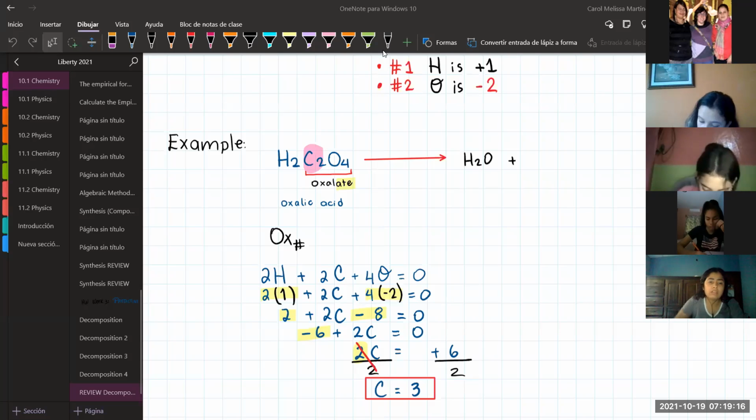Okay, sorry. Now I know all the oxidation states. I'm just going to write them here: +1, +3, -2. Those are the oxidation states. Now, how do I form the molecular oxide? Well, I'm going to do the procedure here.